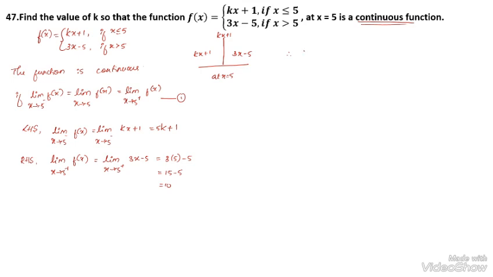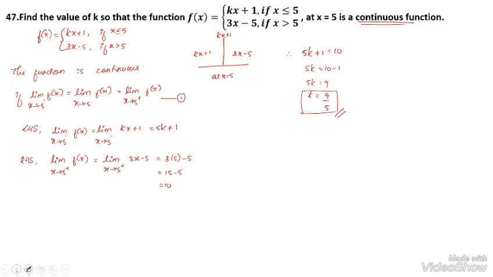Therefore, 5k plus 1 is equal to 10. 5k is equal to 10 minus 1, so 5k is equal to 9. The k value becomes 9 by 5. This is the solution of the given problem. You can solve the continuous function problems this way.